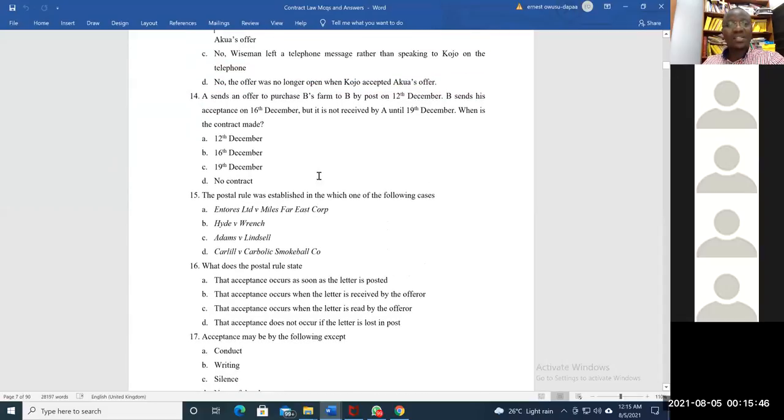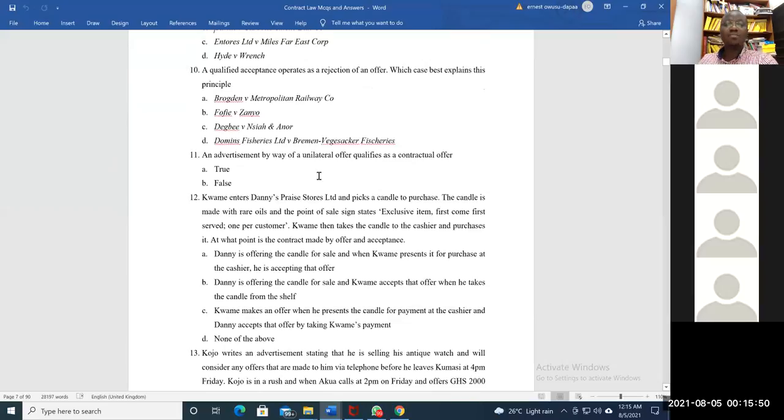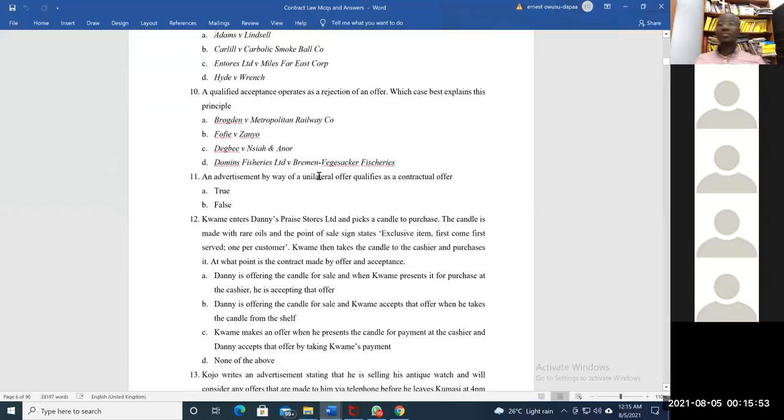Yes, write your answer with respect to question number 10. A qualified acceptance operates as a rejection of an offer. Which case best explains this principle? Brogden v Metropolitan Railway, Foakes v Beer, Hyde v Wrench, Dominion Fisheries Limited v Bremen Vegas Fisheries.